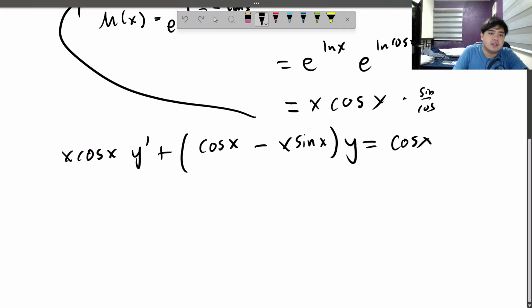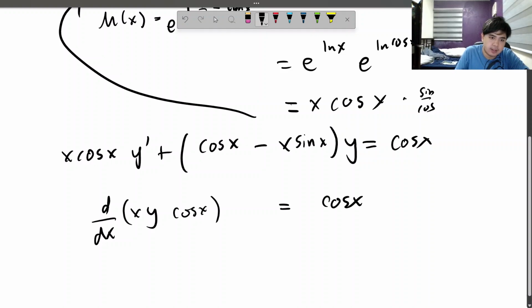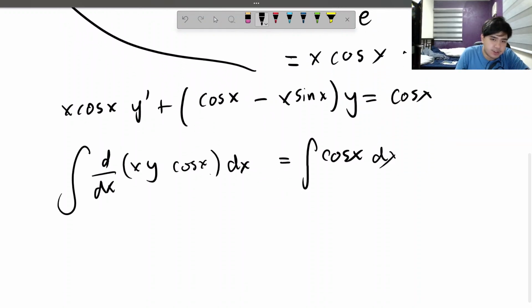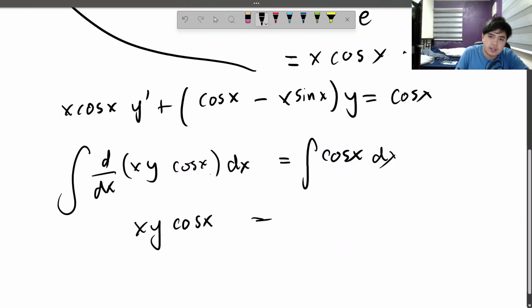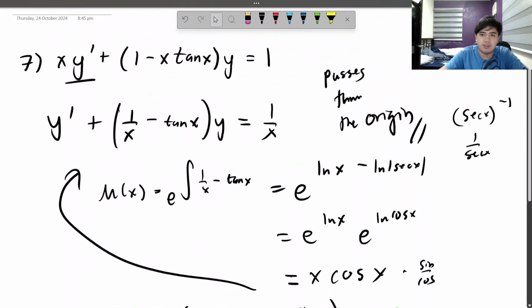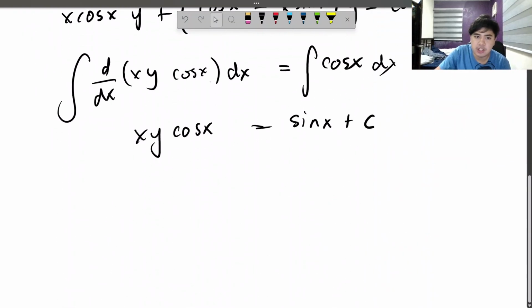So let's put d over dx of xy cosine x equals cosine x. Integrate both sides with respect to x. This is going to be another difficult integral. Integral of a derivative, they cancel each other out. So xy cosine x. And then the integral of cosine x, that's just sine x. Let's see. And you can stop there, but we still have the condition that it passes through the origin.